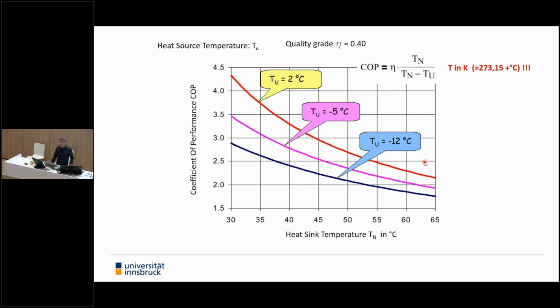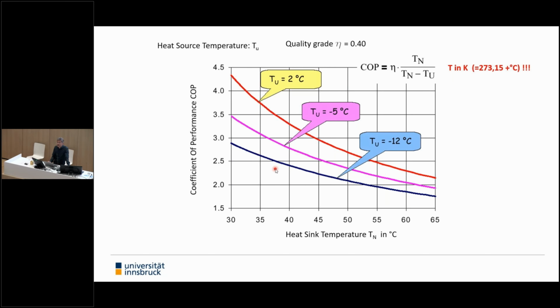It always depends on the boundary conditions, on the heat source temperature and on the heat sink temperature. This diagram shows on the x-axis the heat sink temperature rising, and you see the COP decreases with rising sink temperature. And if you decrease the source temperature, you also decrease the COP. So what you are looking for is high ambient temperatures or low sink temperatures, and we can have a look at how to do this in practice.